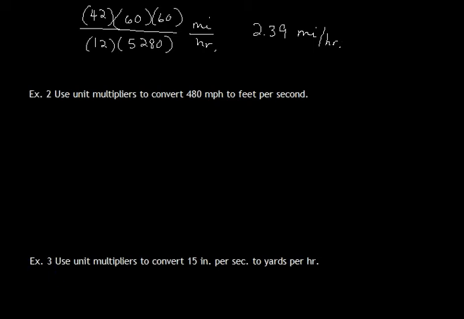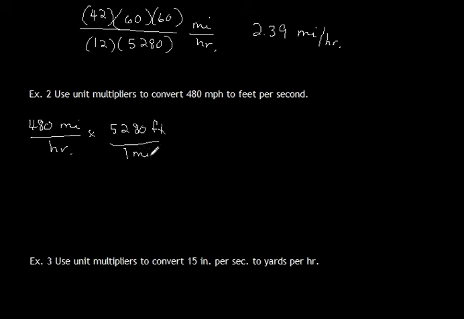Use unit multipliers to convert 480. This means mile per hour, so it's going to be miles over hour to feet per second. And actually this is so much like the other problem that I think we could probably skip it. I'm just going to give you the answer here. So they don't really give you the answer with the calculator. I'll just write it out for you. 480 miles per hour, so you can have 5,280 feet per 1 mile.